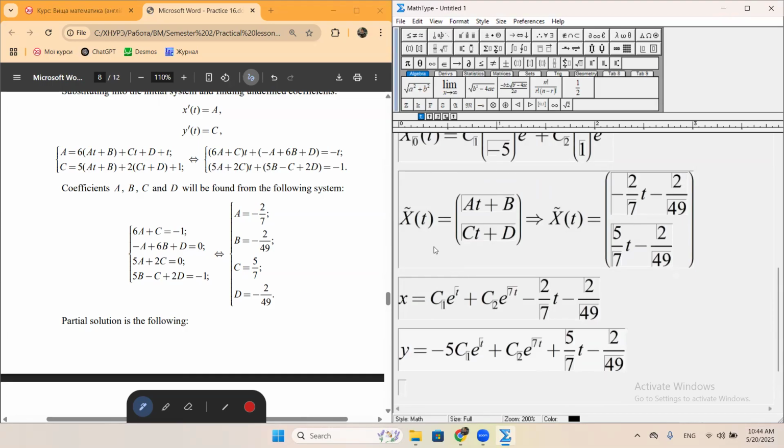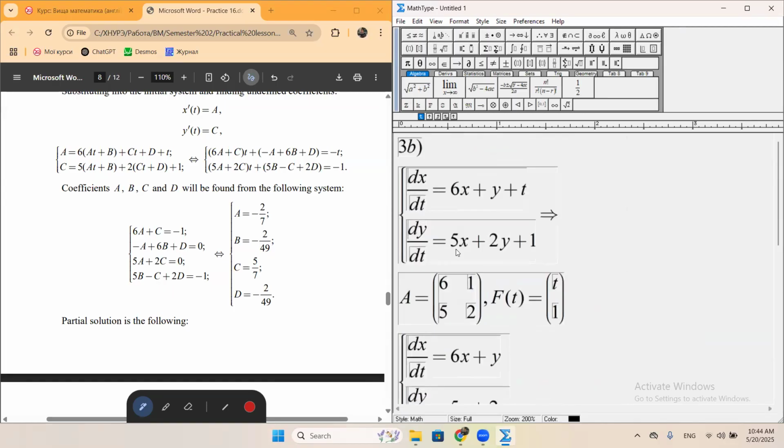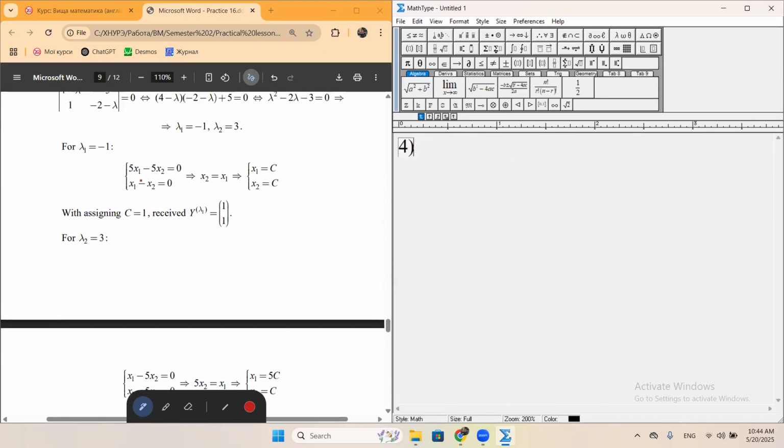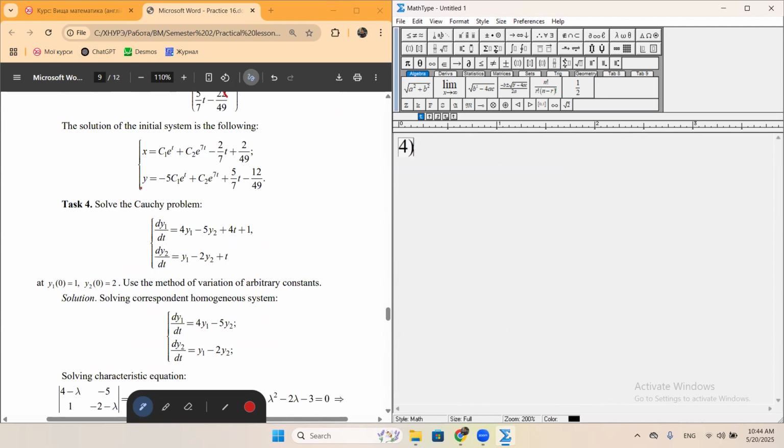So any questions about this exercise? No. Okay, moving to exercise 4. So now we are solving a Cauchy problem. So the system is the following.